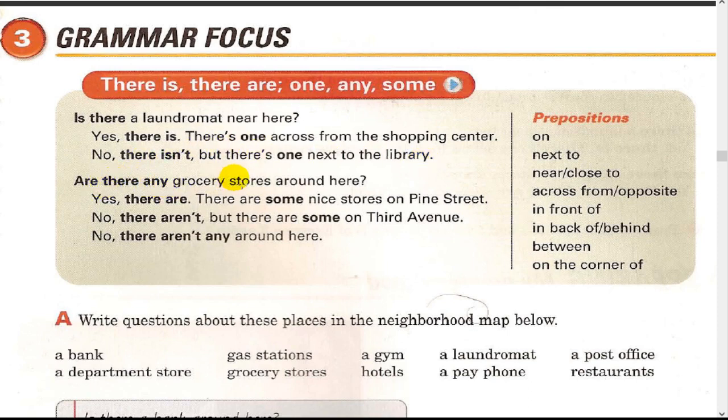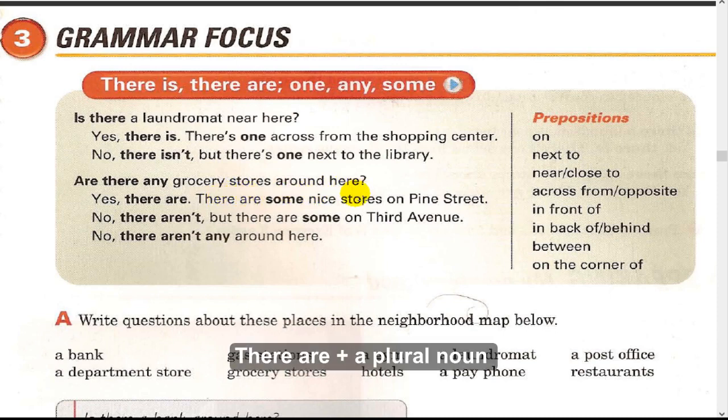Are there any grocery stores around here? Stores with S, plural. Yes, there are. There are some nice stores on Pine Street. There are, plural noun. Plural noun, 2, 3, 4. No, there aren't, but there are some on 3rd Avenue. No, there aren't any around here.